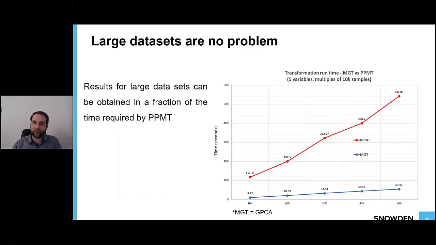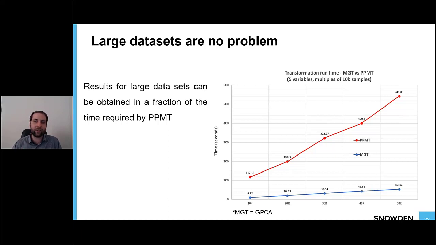In addition, once we start looking at those massive data sets, we can see an incredible improvement on time with GPCA compared to our standard techniques like PPMT. We're looking in the order of 1/10 of the time it would take otherwise. And this is just extrapolated as you add more and more data. I think the largest data set I've got there currently is 50,000 samples, which is a fairly reasonable data set, but by no means the largest data set that I've had to work with.